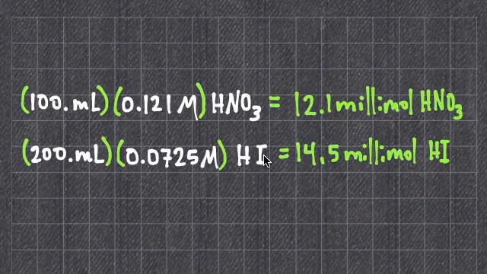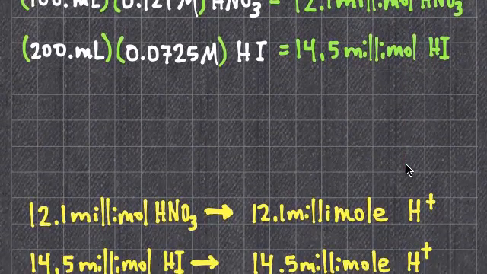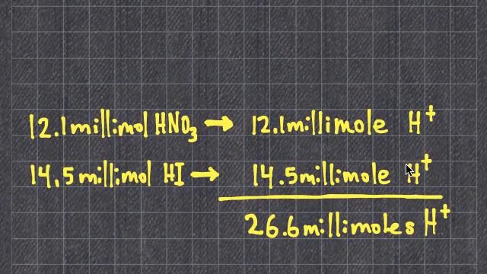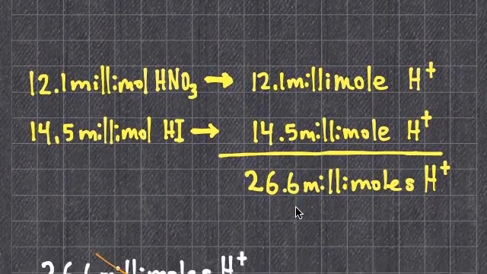And that gives me, I didn't get rid of my millis. My milliliters give me millimoles. So I still have 12.1 millimoles of nitric acid, 14.5 millimoles of hydriodic acid. And since they're strong acids, that gives the same number of millimoles of hydronium, sorry, not hydroxide, hydronium slash hydrogen ion. So the sum, if I were mixing them together, my total will be 26.6 millimoles of hydrogen ion.